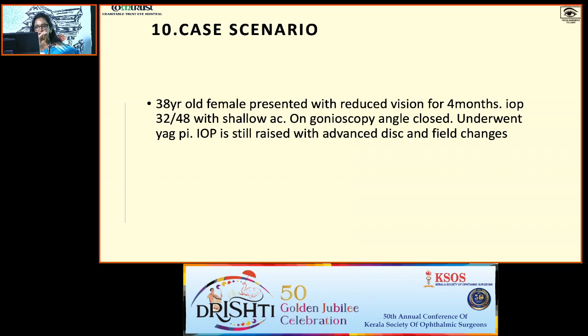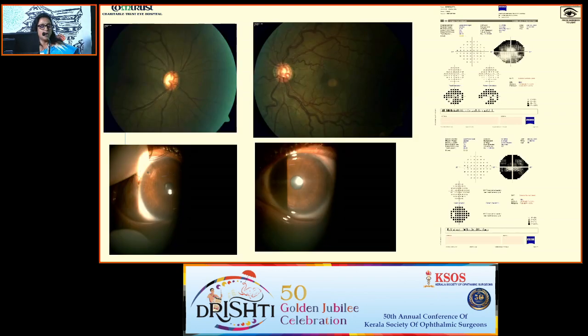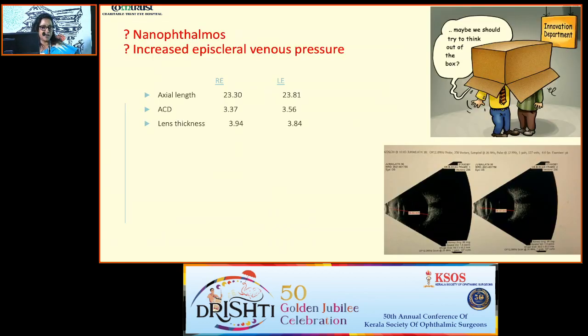Another female presented with reduced vision. IOP was 32 and 48. Gonioscopy was closed, and she underwent YAG PI. IOP is still raised, with advanced disc and field changes. On examination, the fundus shows dilated vessels. One possible reason is nanophthalmos, which we ruled out by doing axial length, ACD depth and lens thickness. Is it due to increased episcleral venous pressure?